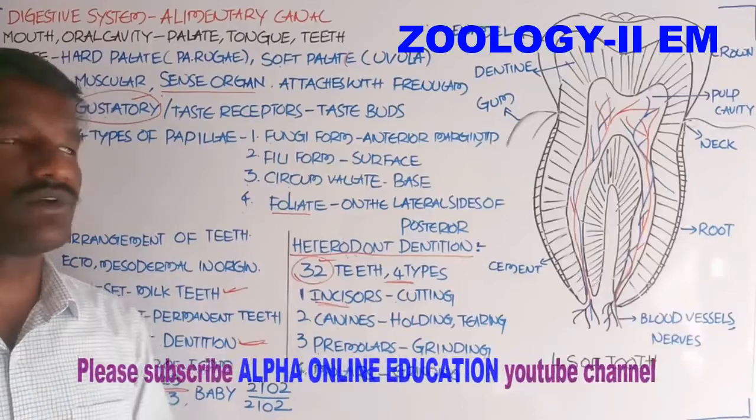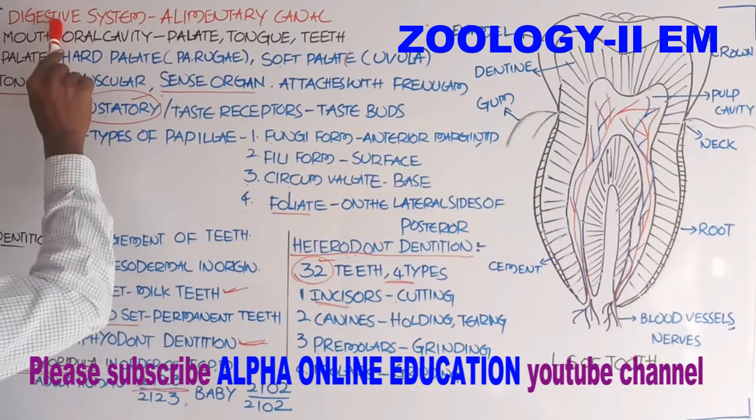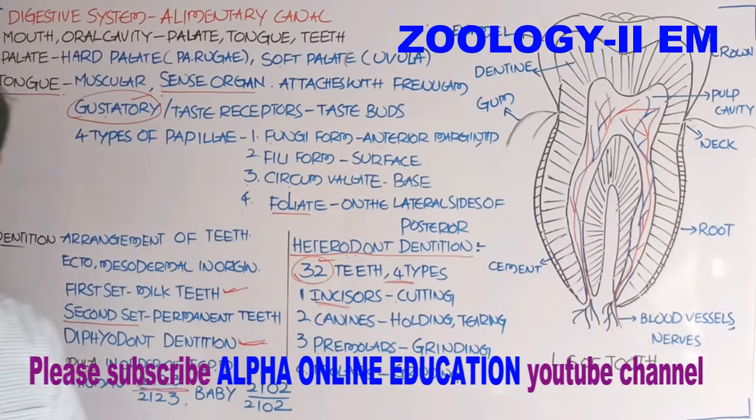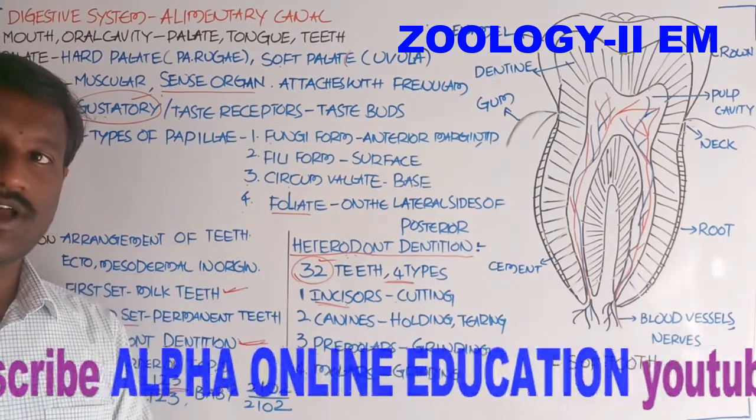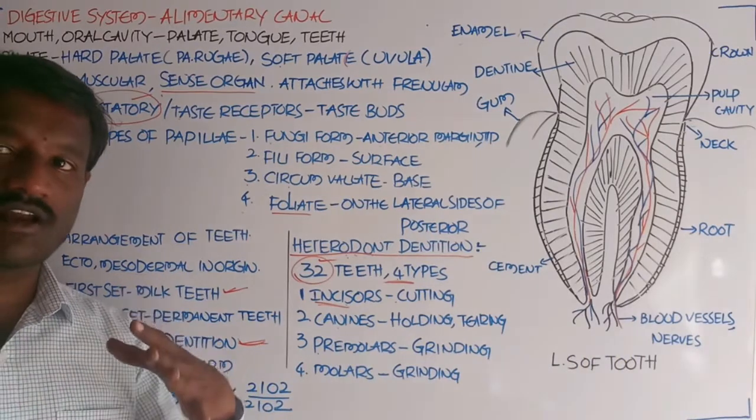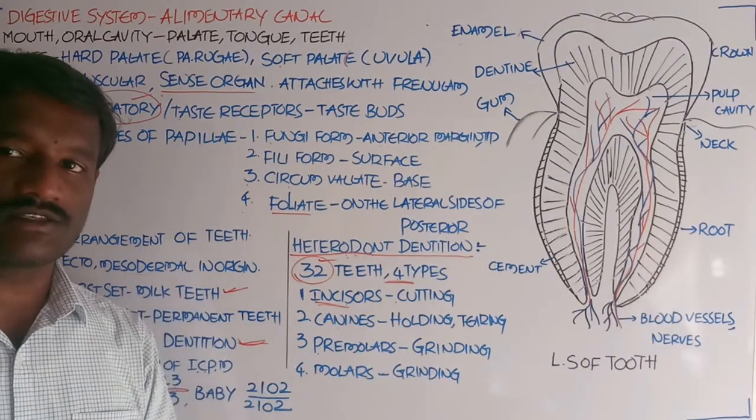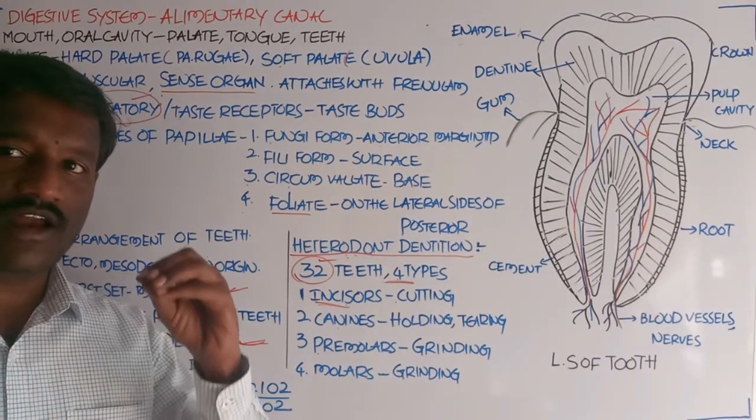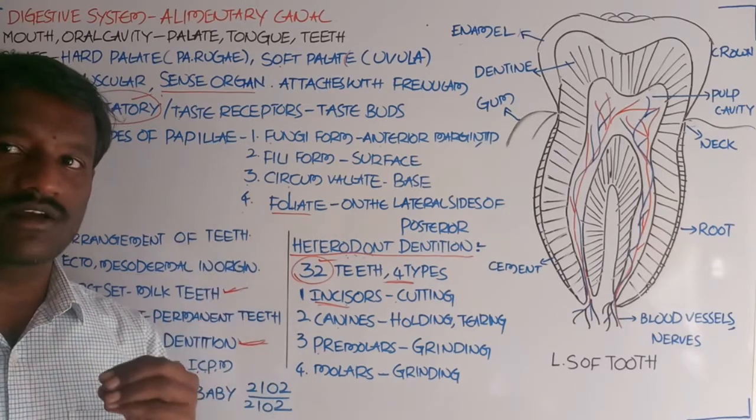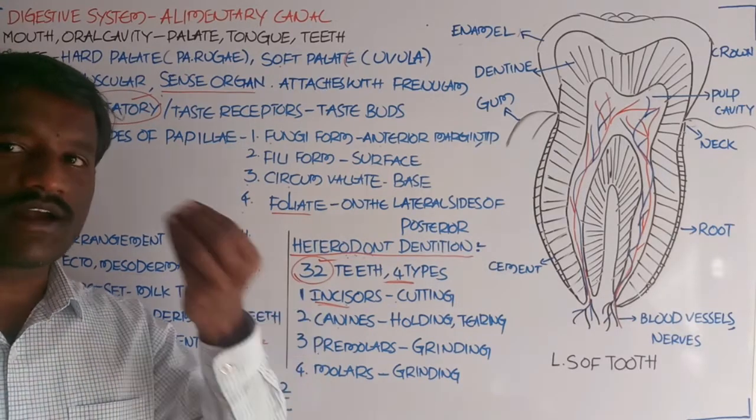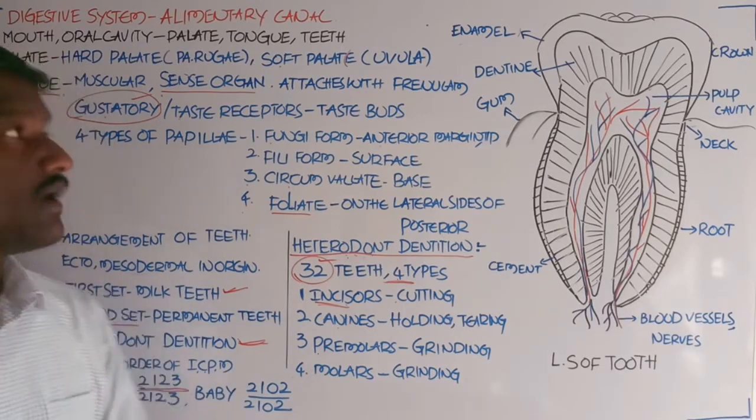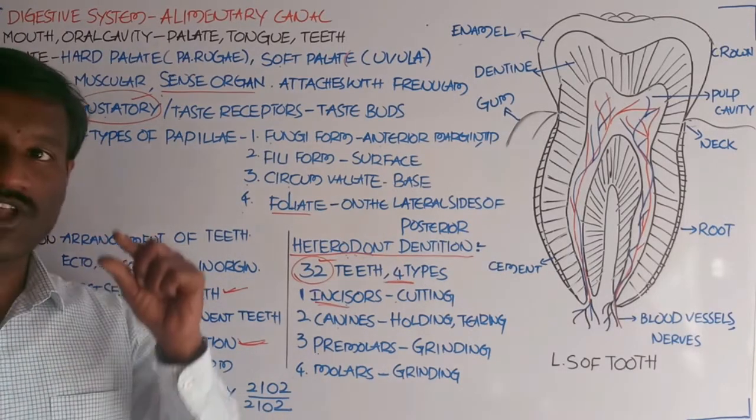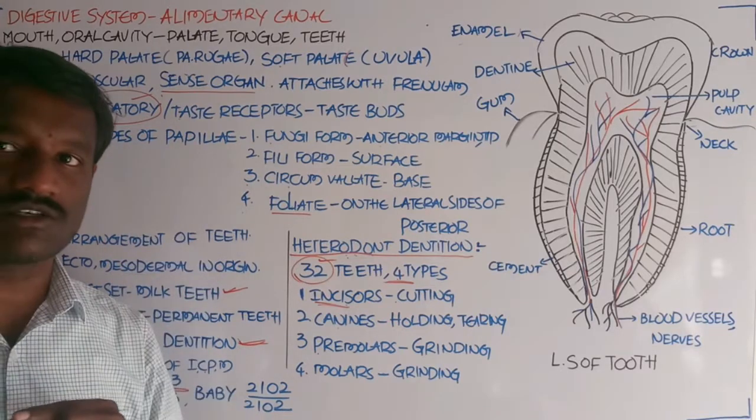Friends, now we are going to discuss the digestive system. The digestive system consists of the alimentary canal and associated glands. It helps in the digestion and absorption of food particles, which enter through the mouth and oral cavity. Now, what about the alimentary canal and its parts?